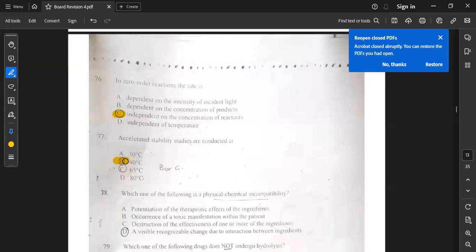Number 77, are we in agreement that accelerated stability studies are conducted at 40 degrees Celsius? Yes. I am moving on, unless someone has something to add on that. If you have something on accelerated stability studies, you can add it.